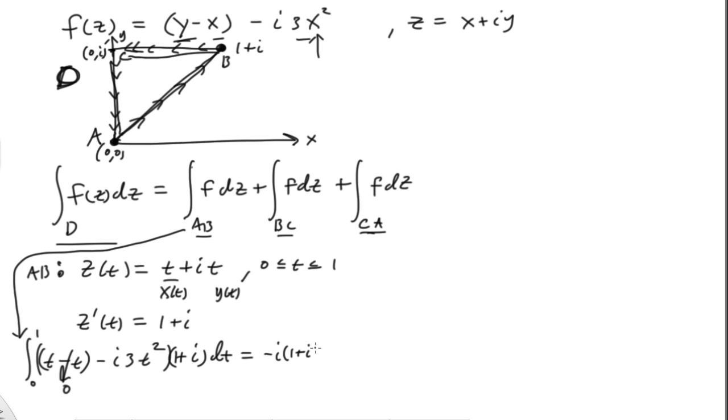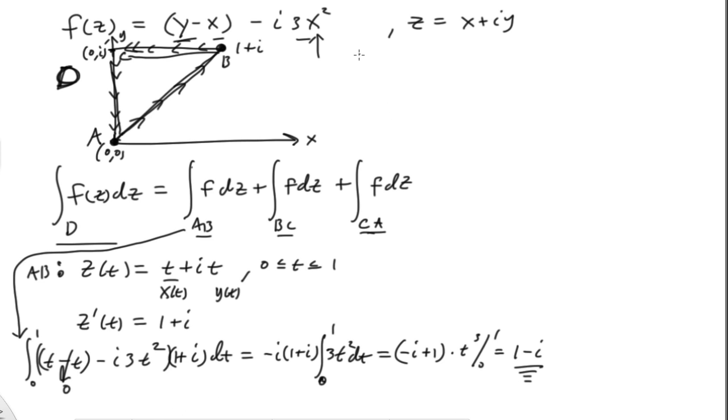Of course, that part goes to 0, and then we have a negative i times 1 plus i, and those are all constants that we can factor out, and that's 0 to 1. And then we have a t squared dt, which is equal to negative i plus 1 times, so there's a 3 sitting there, and that becomes t cubed from 0 to 1, which becomes 1 minus i. Okay, so that was the first integral.